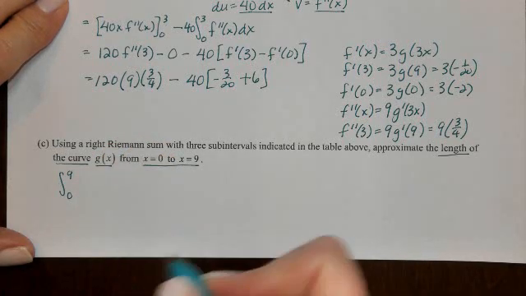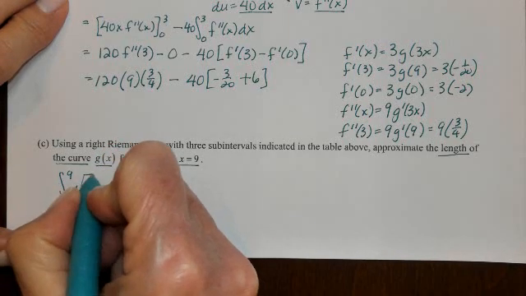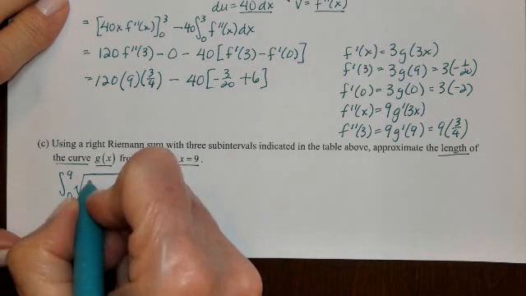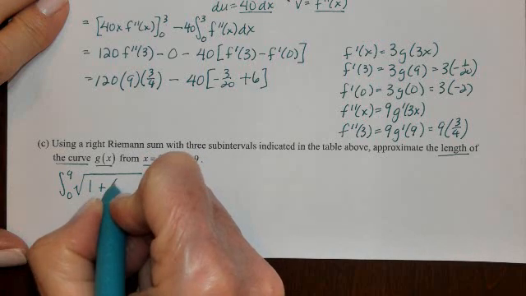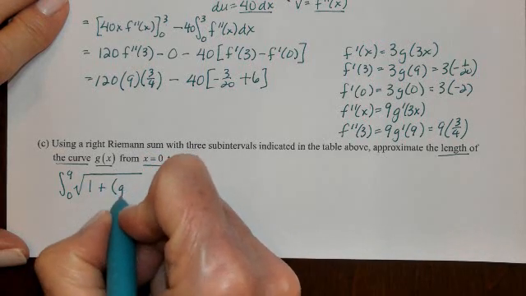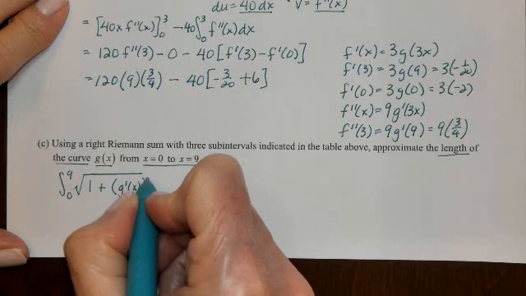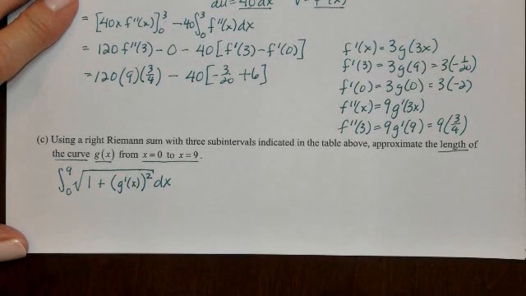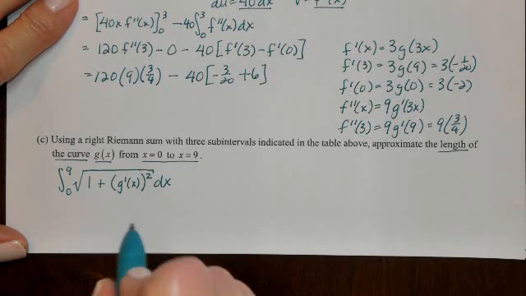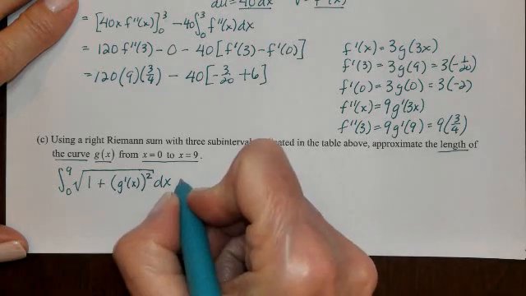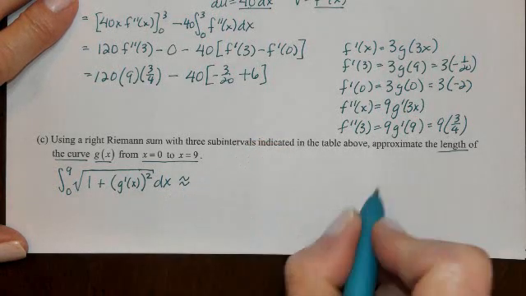And our formula for the length of a curve, it came from the Pythagorean theorem when we developed it back when we were learning this, is the square root of 1 plus the derivative of your function, and the derivative of our function will be g prime, and then we square that, dx. So that's the integral that we're going to approximate using 3 subintervals and a right Riemann sum.